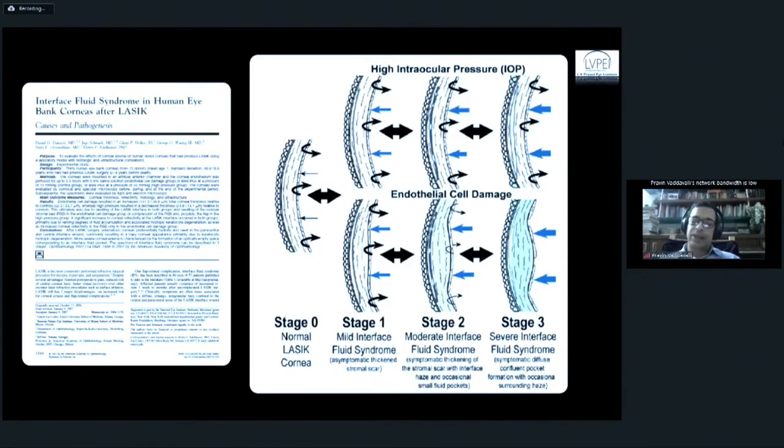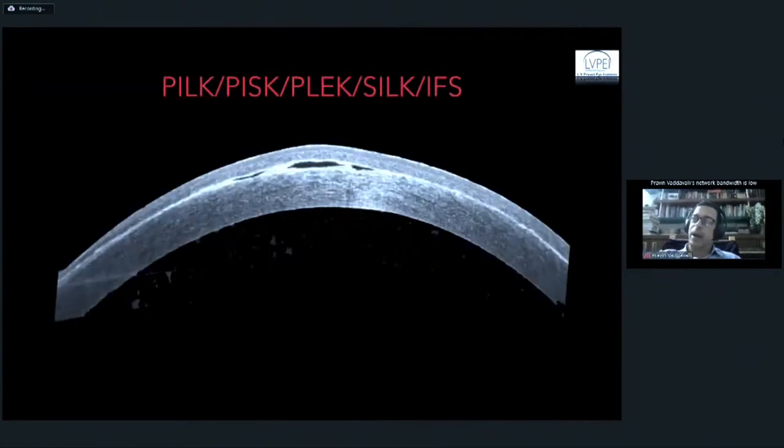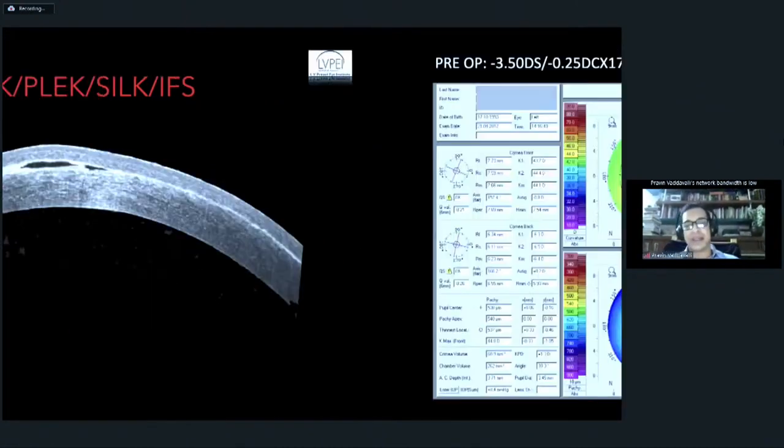So how is this recognized typically, and how does this appear when you examine a patient who has this issue? So most of us imagine that when you see or you expect to see a patient with interface fluid syndrome, you think that this is going to show up as fluid or stromal pockets within the stroma. But this is not entirely true. This only occurs late in the stage of the disease, and there are a lot of other signs that we actually can look for early in the post-op period.